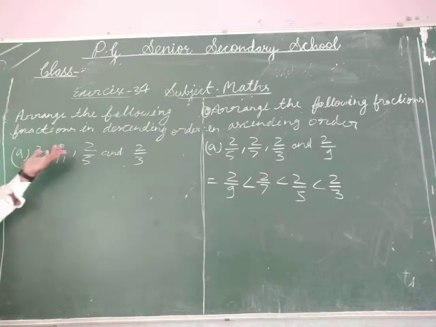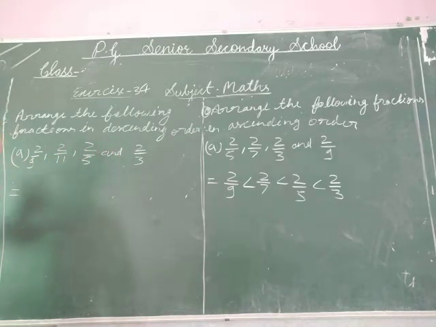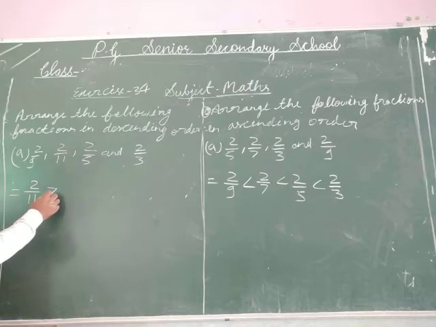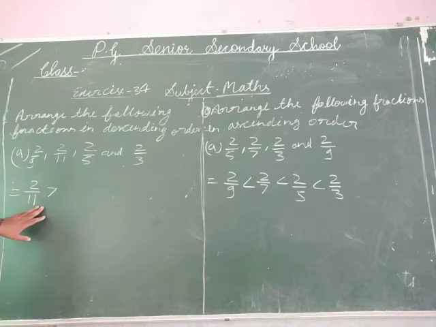So here the numerator is equal, so you have to see the denominator. Which denominator will be greater? That fraction will be smaller. So 2/11 is the smaller fraction. So firstly you have to write greatest fraction.